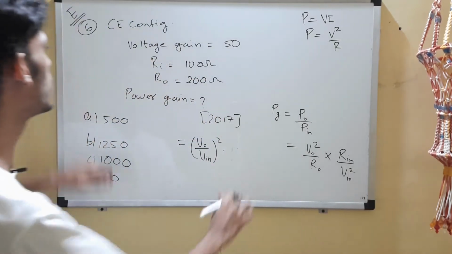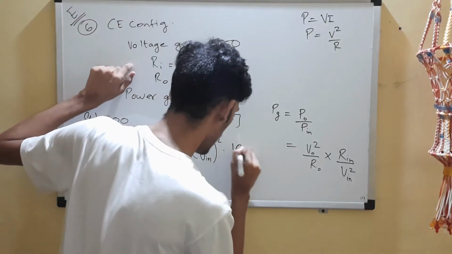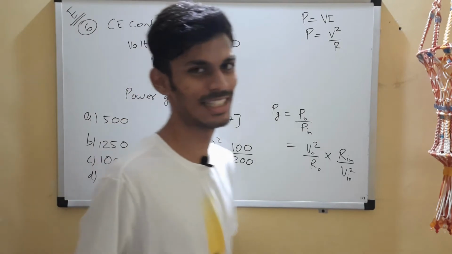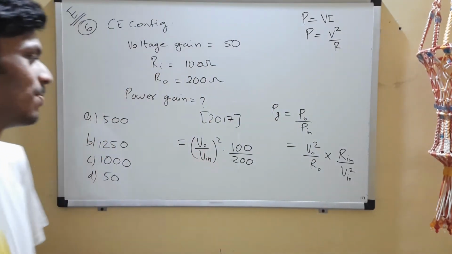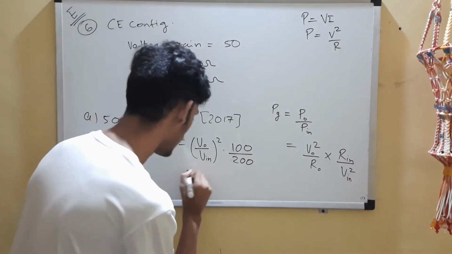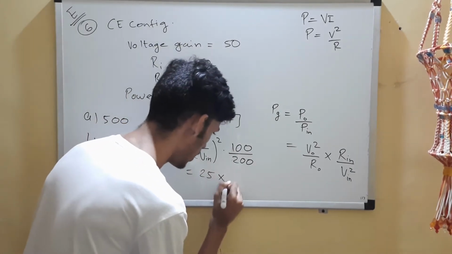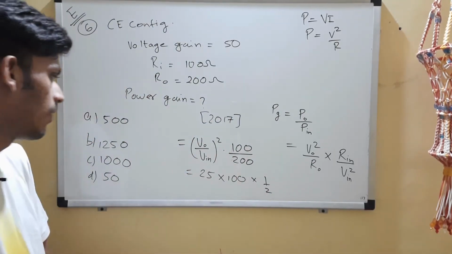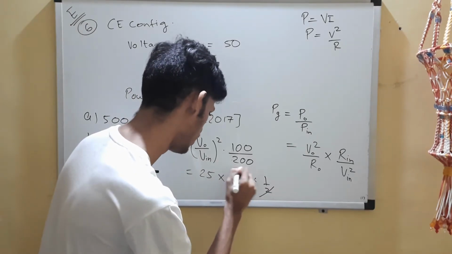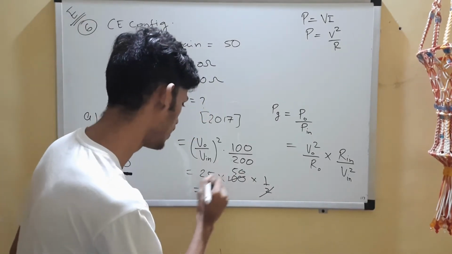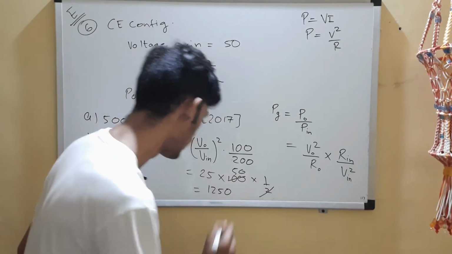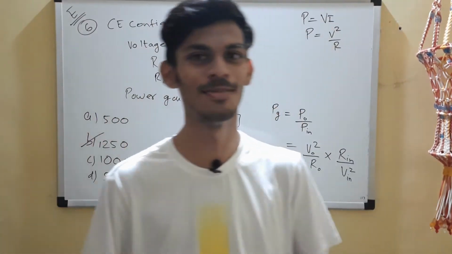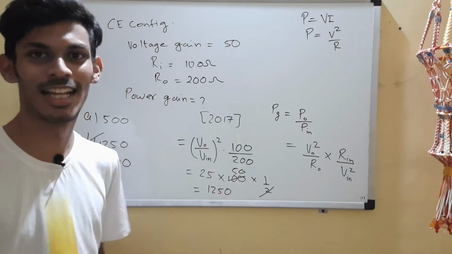Now just substitute the values. Input resistance is 100, output resistance is 200. You can see that output voltage by input voltage is nothing but voltage gain, that is 50, square is 2500. And this will be half, right? 100 by 200, half, and here you'll have 125, 5 into 25 is 125 and 10, so 1250 is the correct answer. I hope the approach is very simple and easy. Okay, so let's move to the next question now.